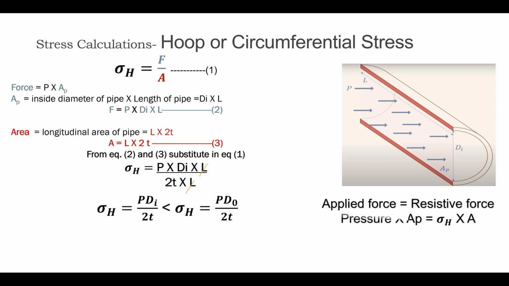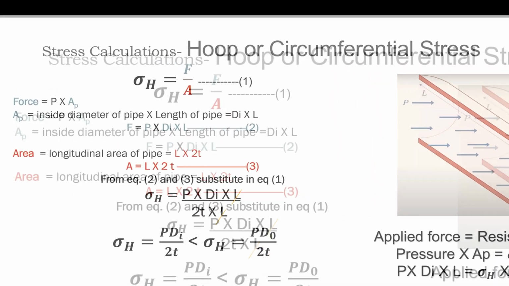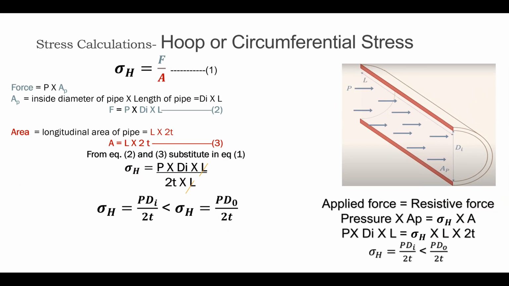Meaning pressure multiplied by area AP, which is the internal diameter of the pipe multiplied by the length. So AP is Di into L, which is equal to sigma H into A. Sigma H is the hoop stress which is produced at the area A. So let's calculate: P into Di into L, where P is the pressure, Di is the inside diameter, and L is the length. Sigma H is equal to the area, highlighted in red, L into 2T. In this way, sigma H is equal to P Di over 2T.